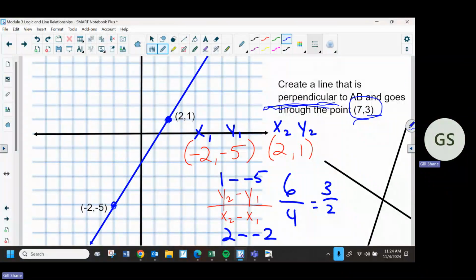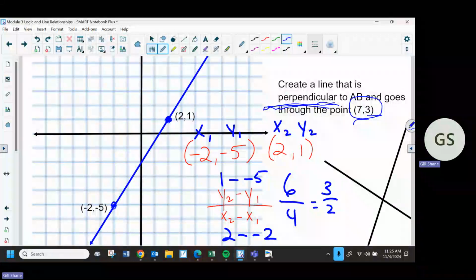All right, now I need to know this is the slope of the blue line. So that's the slope of this line right here. But I need to create a perpendicular line. Daniel, how do I do that? What do I need to do to this value, the slope, to make the perpendicular slope?